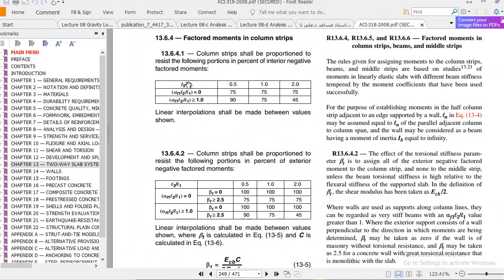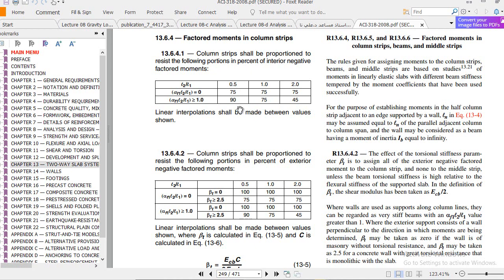So you see L2 by L1 ratio is 0.8. Now 0.8 exists in between 0.5 and 1. Clear? And our alpha value is 2.16, which is more than 1. So we have to use these coefficients.